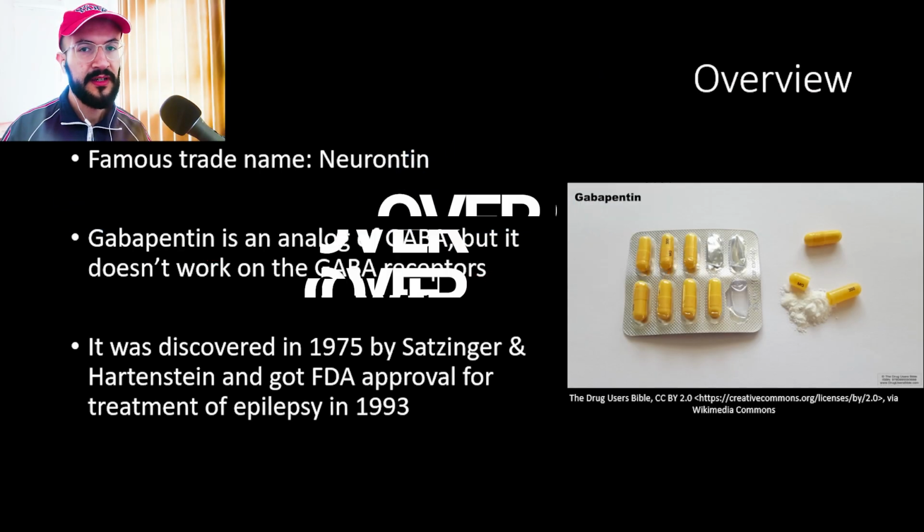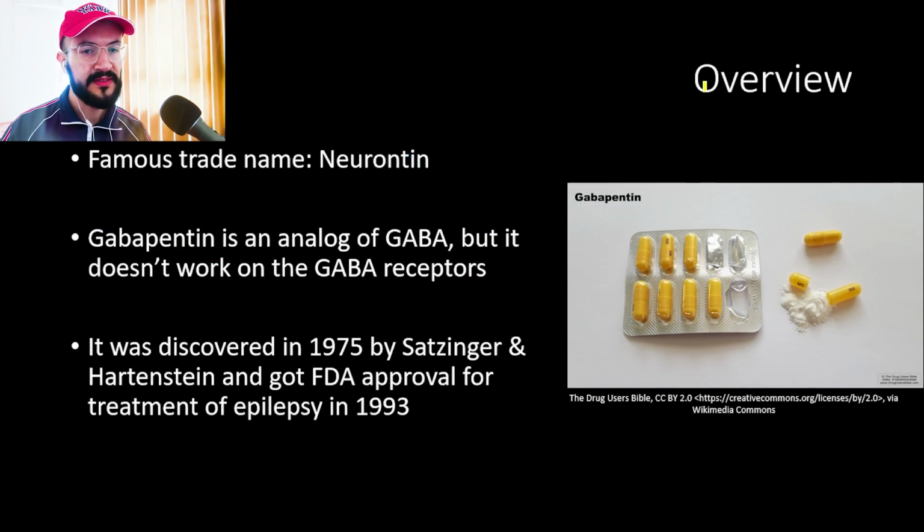So in our talk about the gabapentin, we will start with an overview. A famous trade name for this medication is Neurontin, and the gabapentin is an analog of the gamma-aminobutyric acid, which is abbreviated as GABA, meaning the gabapentin has a similar chemical structure as the GABA does. And the GABA, as you know, is an inhibitory neurotransmitter that works in the central nervous system.